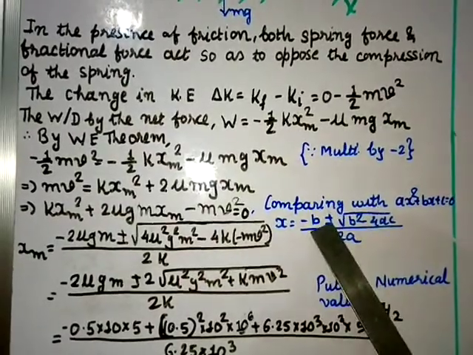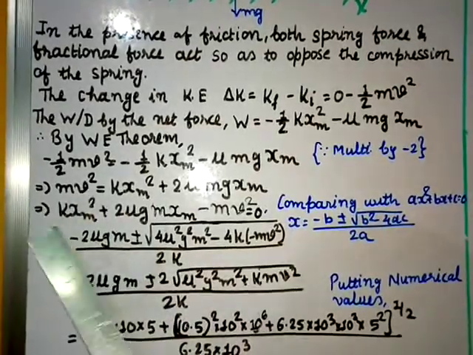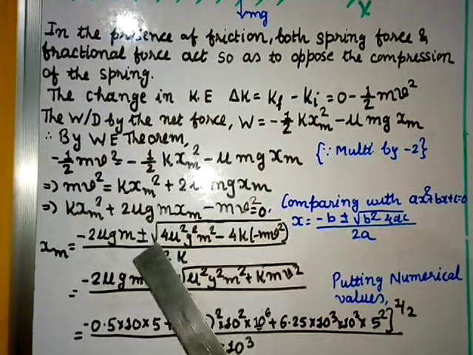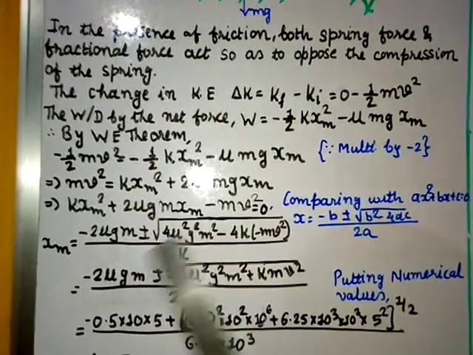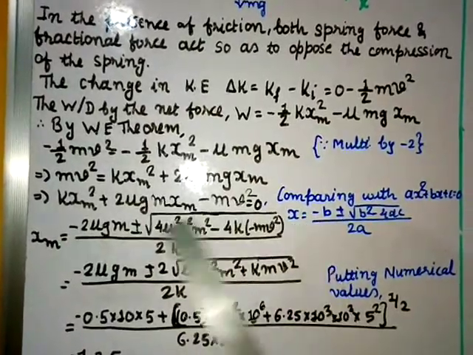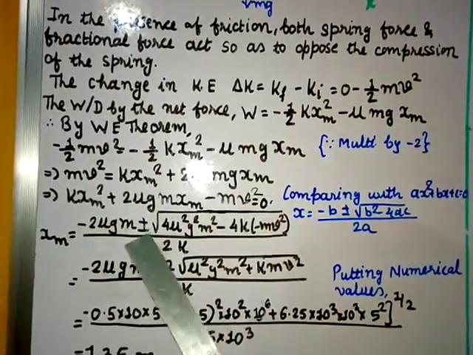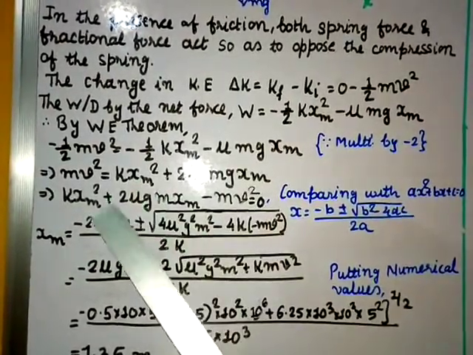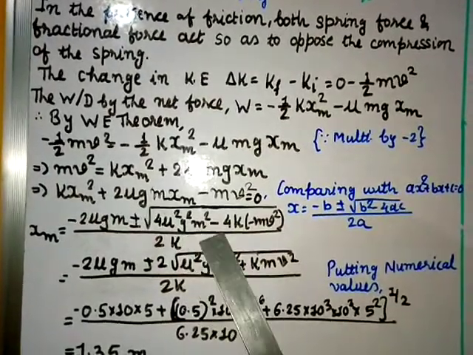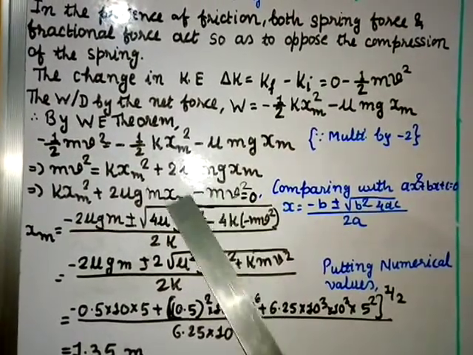Okay, we will take only the positive square root here, right? We will not take the negative. So here let us compare this. Here a value is k, b value is 2 mu gm, and c value is minus mv square. Okay, so let us place the values. So xm equal to minus b, that is 2 mu gm, plus or minus under the square root b square. So I am squaring this, 2 square mu square g square m square, minus 4ac. So 4 a is k into c, and c is minus mv square.